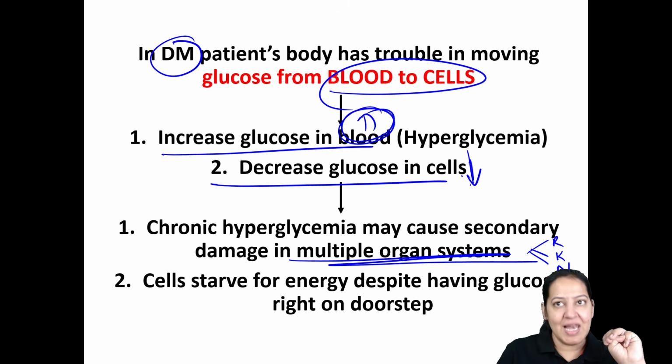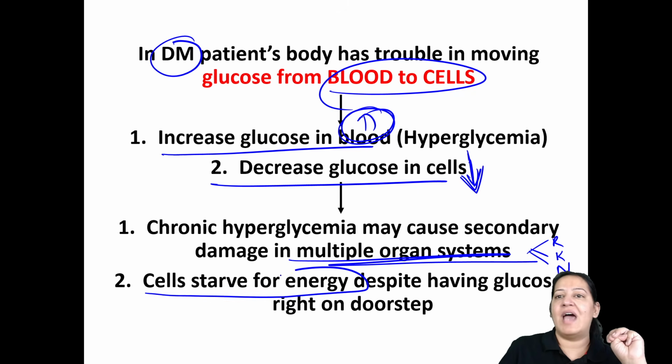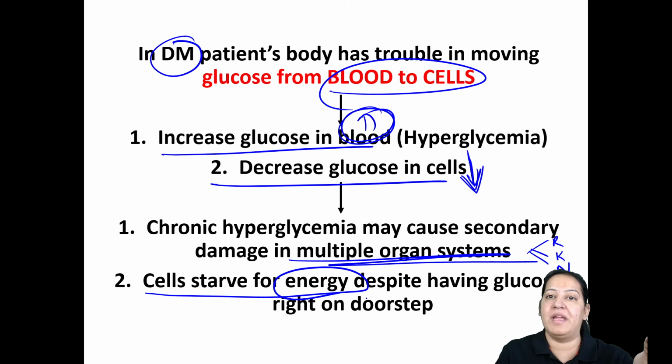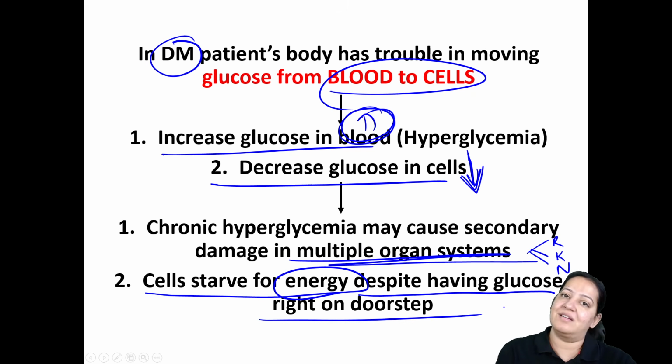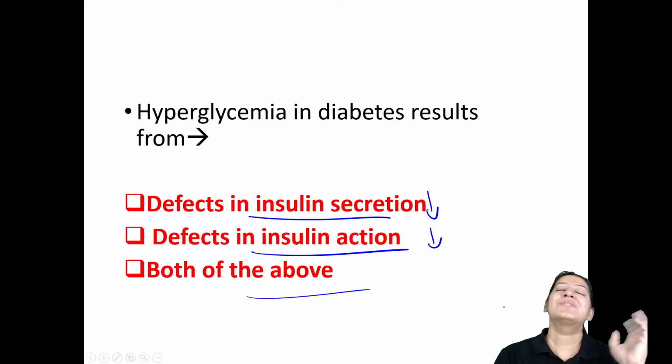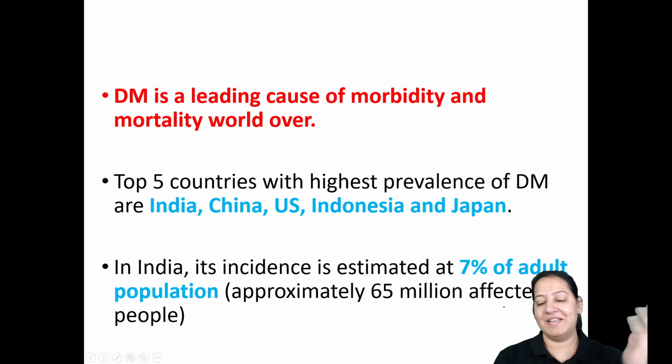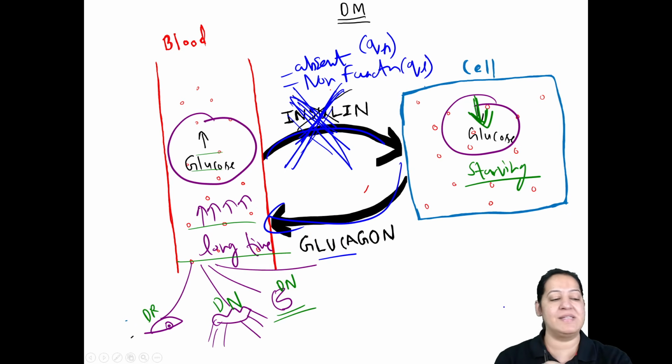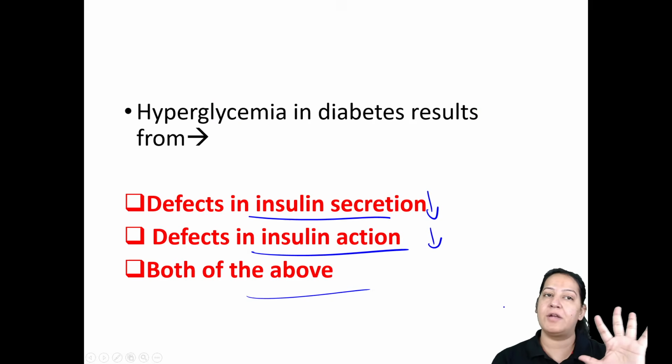And if the cell glucose level is low, the cell will starve for the energy. They cannot synthesize ATP. Despite having abundant glucose right at the doorstep, they cannot take it. See the irony. Have you got it? So this is diabetes. I hope you got the basics of diabetes. Everyone, I want thumbs up from everyone. This was a very important concept I told you, right?